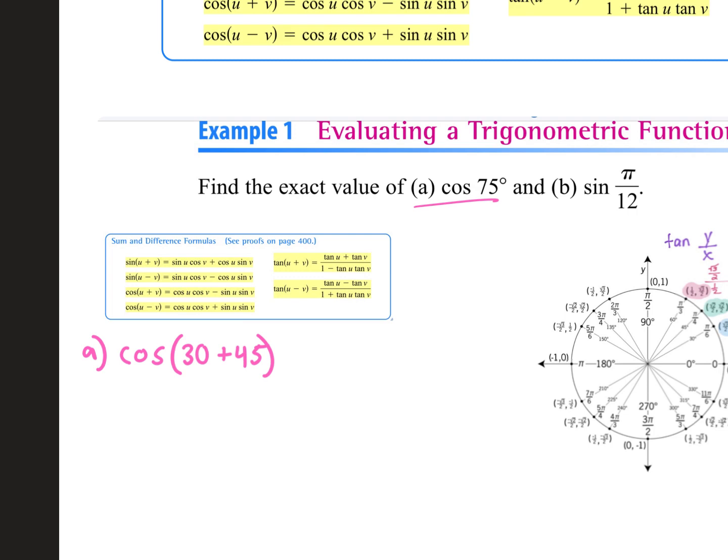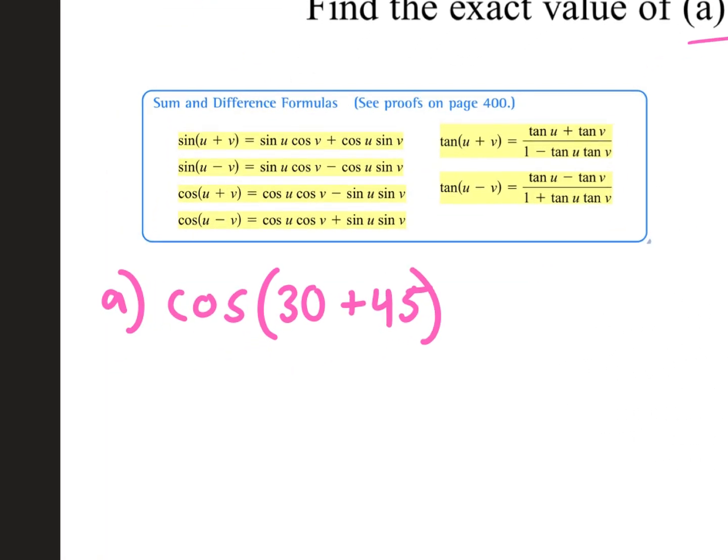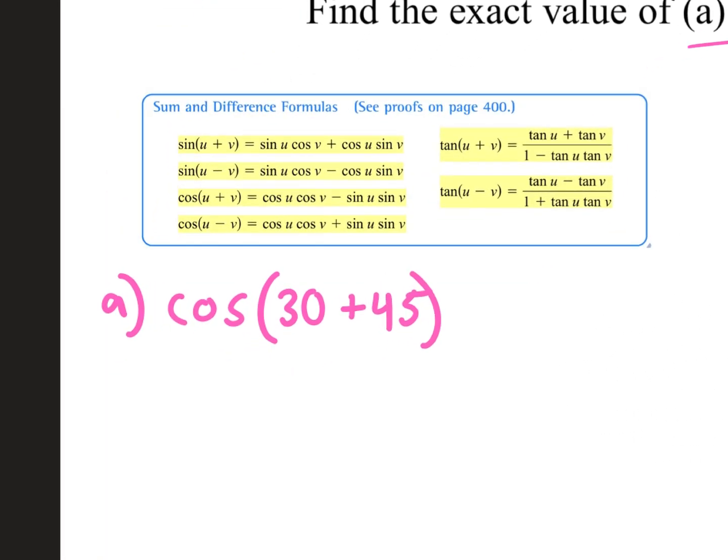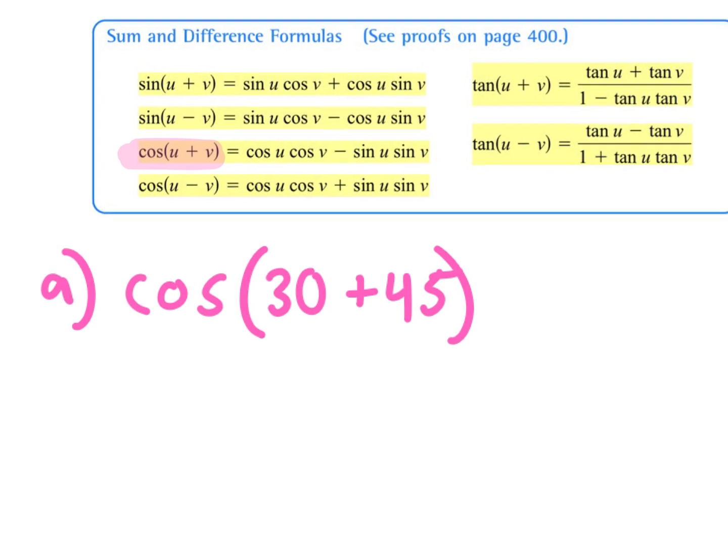So since it's the cosine and plus, I'm going to look at my sum and difference formulas. And I'm going to use this one because it has cosine plus. These will be given to you on the test. So you don't have to memorize them.